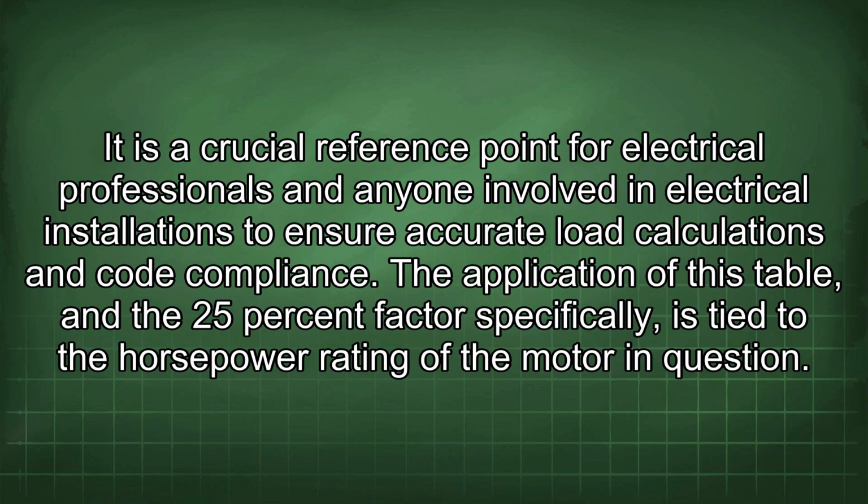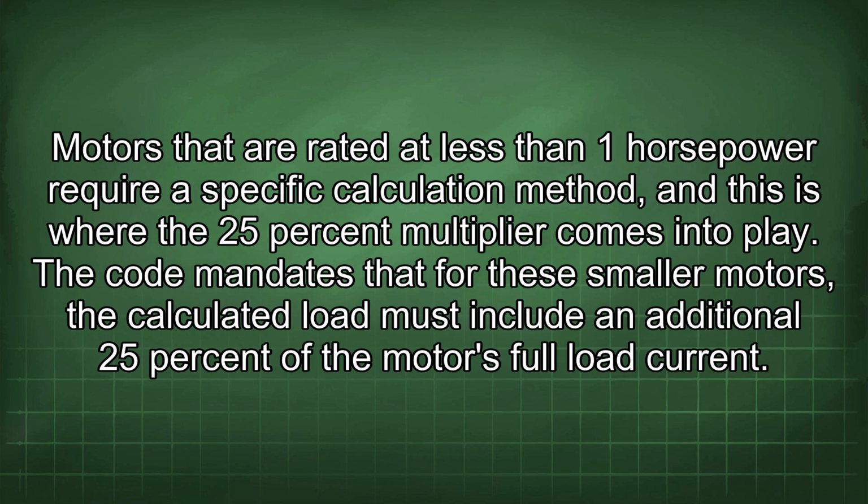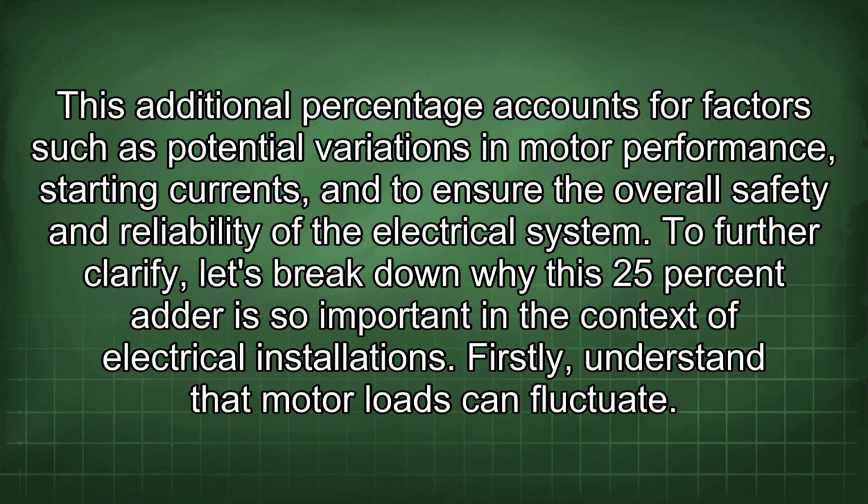The application of this table, and the 25% factor specifically, is tied to the horsepower rating of the motor in question. Motors that are rated at less than 1 horsepower require a specific calculation method, and this is where the 25% multiplier comes into play. The code mandates that for these smaller motors, the calculated load must include an additional 25% of the motor's full load current. This additional percentage accounts for factors such as potential variations in motor performance, starting currents, and to ensure the overall safety and reliability of the electrical system.